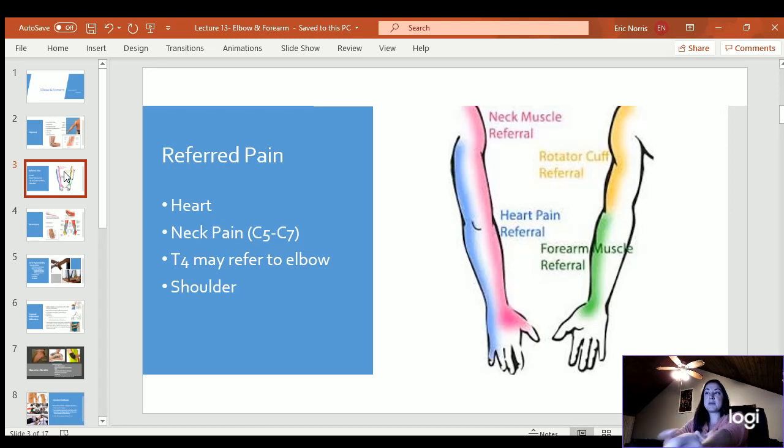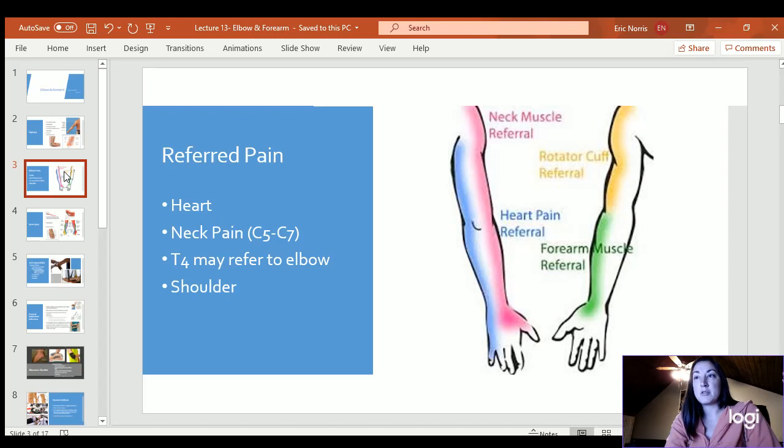Referred pain, typically at the elbow, is more pain that goes all the way down the arm. So heart pain can go all the way down the arm, especially on the left side. Your neck pain can come all the way down the arm. With heart pain, it's typically more on the inside medial aspect of the arm, versus neck pain, which is typically more on the lateral aspect of the arm. So that's one way that you can tell.